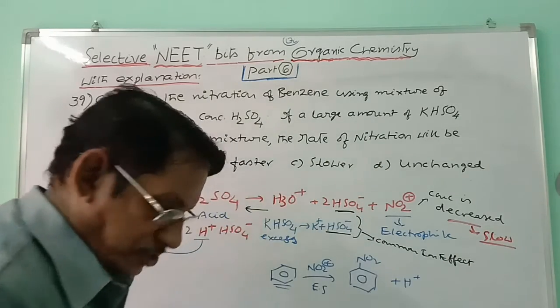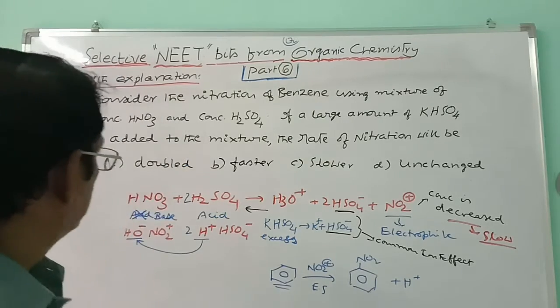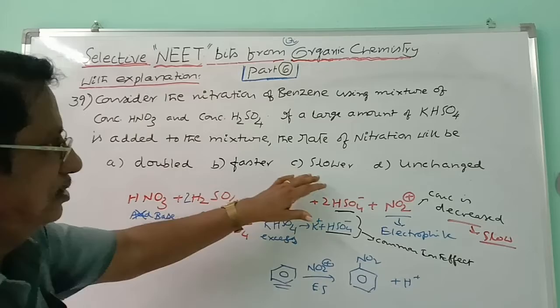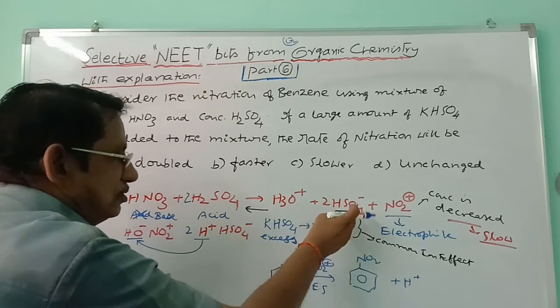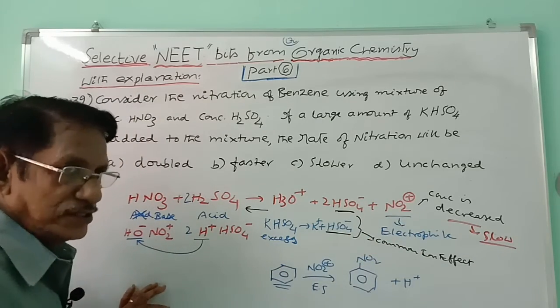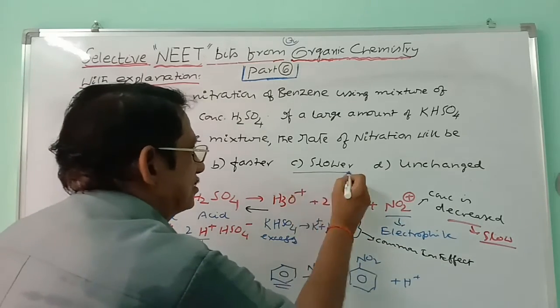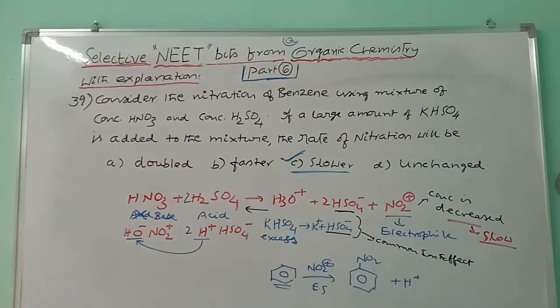Where is the answer for it? Double, faster, slower, unchanged. So, in the presence of excess HSO4 minus, due to the common ion effect, the concentration of NO2 plus is decreased, as a result of which rate of reaction becomes slow. So, what is the correct answer? C bit is the correct choice for this bit. Okay, note it.